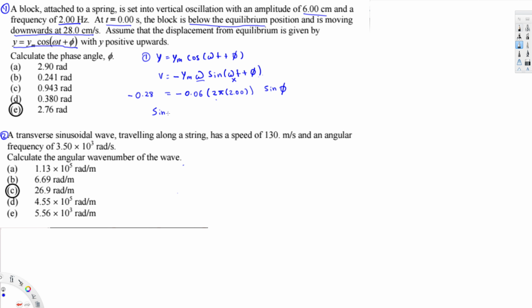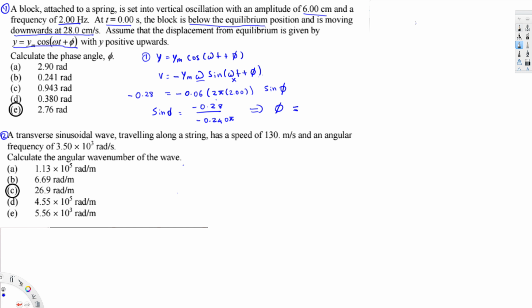So sine phi is going to be equal to, if I simplify this, 0.28 on the top, and this gives us negative 0.2405, right? Because 6 times 2 is 12, times 2 pi gives 0.24, and that's how I got this. Then we have to find phi, and if you plug it into the calculator, phi is going to be sine inverse of this value. You will get a positive number, because the negatives cancel.